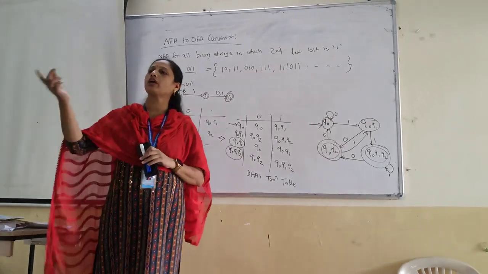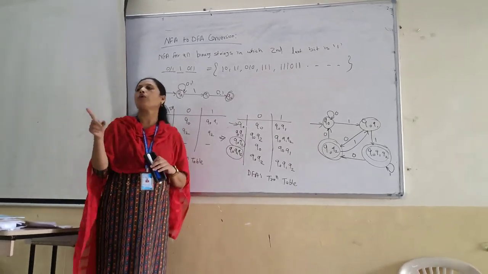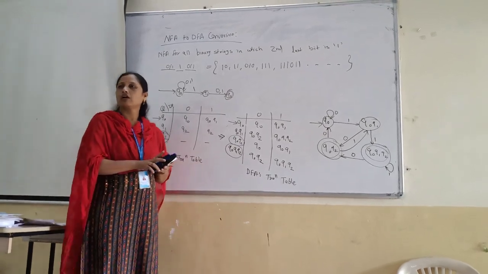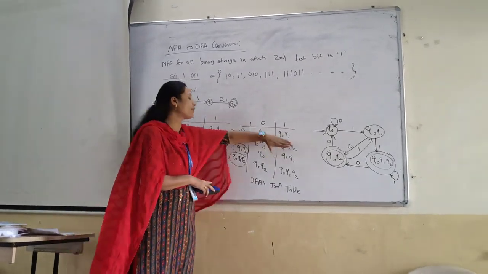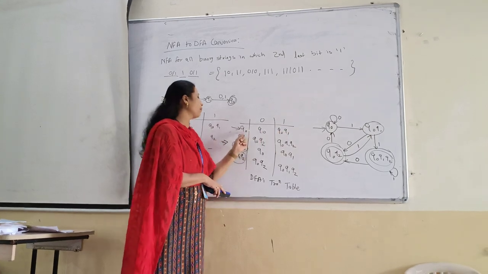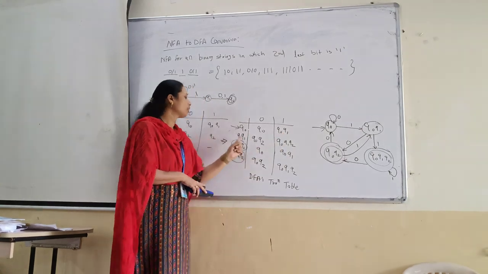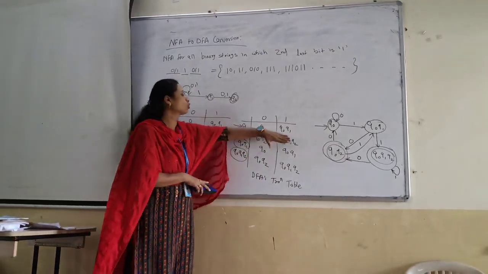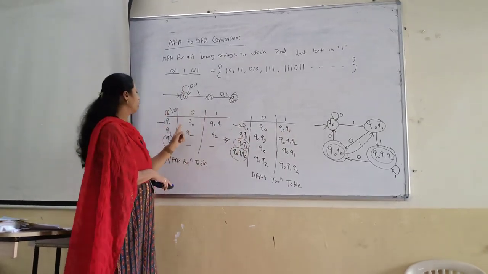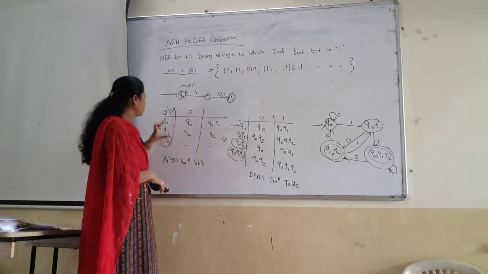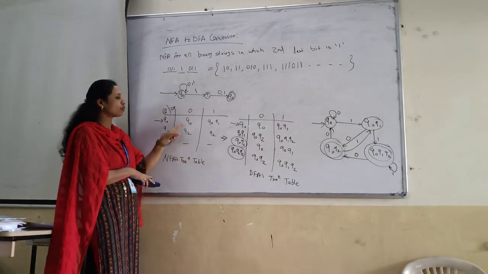Next step is what? We need to convert the NFA's transition table to the DFA's transition table. Very important step. Students, look at the board. You need to remember, the first row you copy as it is. Now tell me, Q0 we already have on this side. Q0, Q1 we do not have here, so we are going to write Q0, Q1 here. Now see, Q0, Q1 on 0. Tell me from the diagram. Q0, Q1 on input 0, what do you have? Q0, Q2.